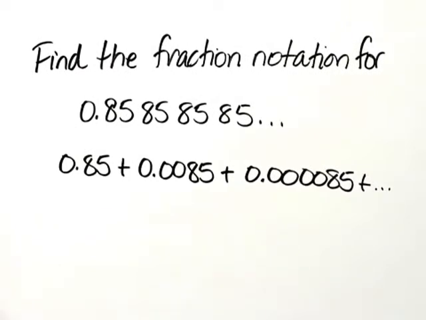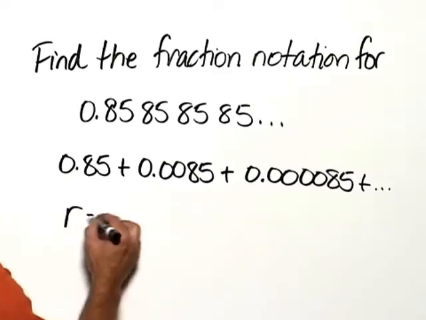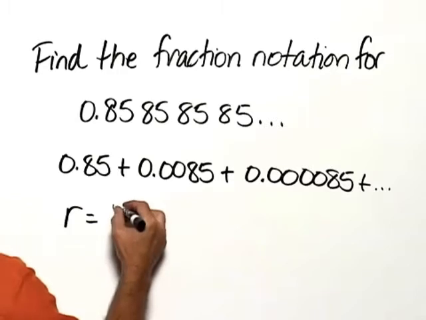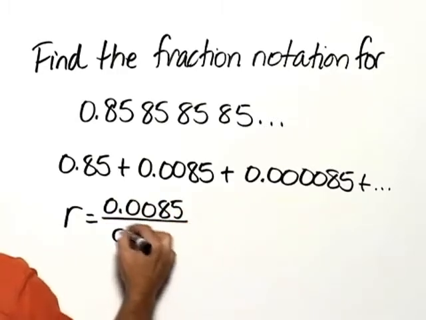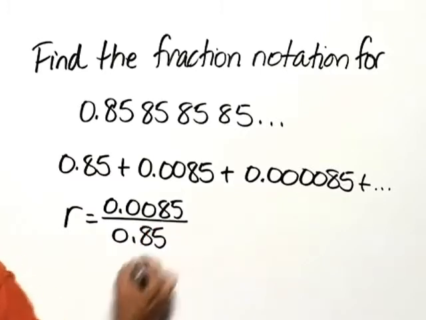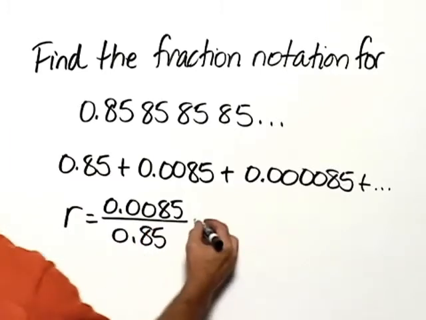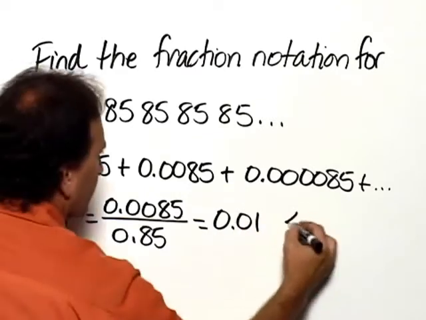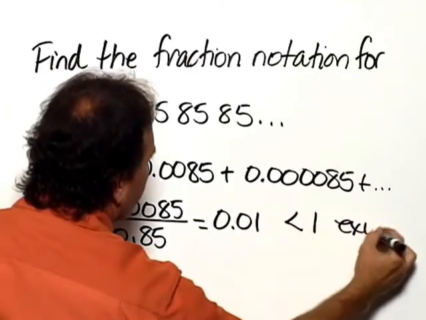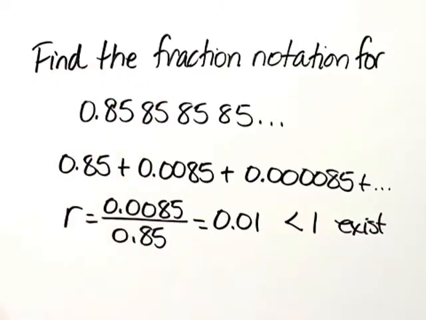And to find the fraction notation for this would be the equivalent of finding the limit if it exists. So first, let's determine whether the limit exists by calculating r. r would be equal to 0.0085 divided by 0.85. That's equal to 0.01, which is clearly less than 1, and therefore the limit does exist.